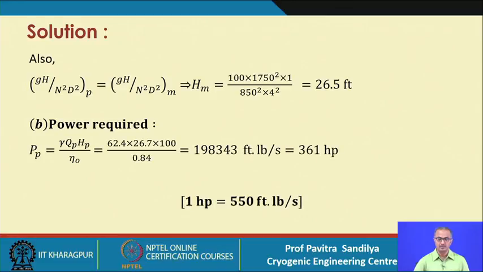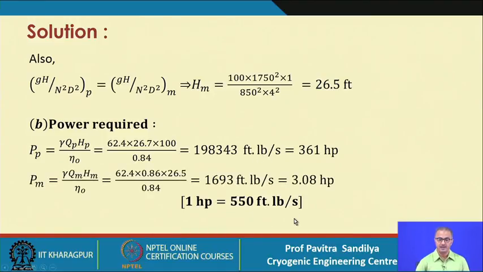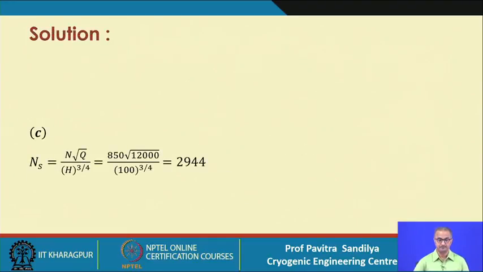Now, for the power requirement, we use this particular equation using the overall efficiency, and we find this is the power required, that is 361 HP, and here we are using the conversion factor of 1 HP in terms of foot pound per second. And for the model, because we have found the QM and HM values from the earlier parts, we plug in the values here and find the power consumption by the model. So, the power consumption has come down for the model from the value for the prototype pump.